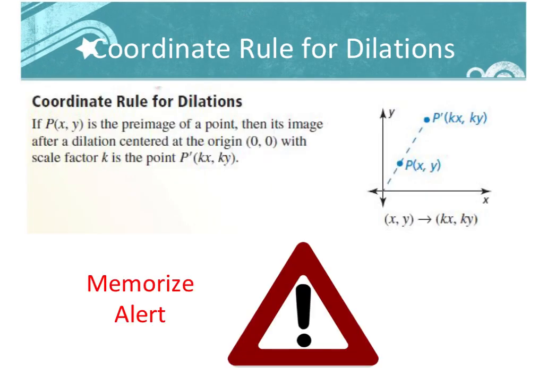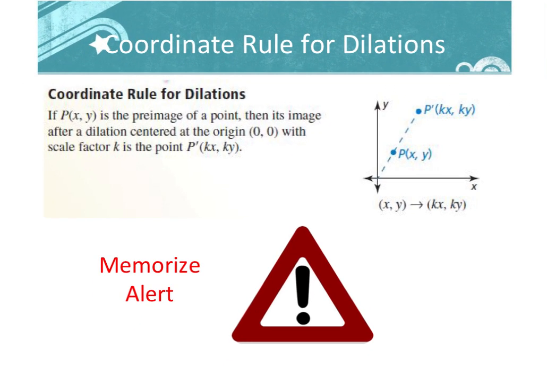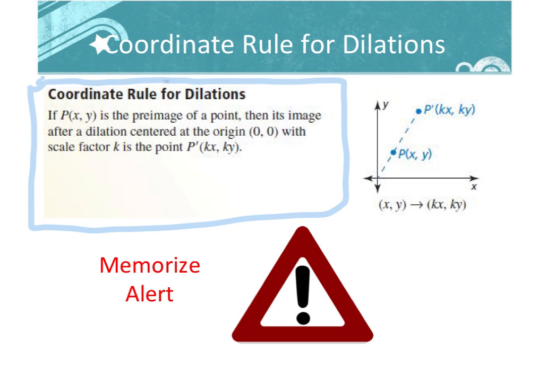Okay, this is a memorize alert, okay? You guys have to memorize this coordinate rule for dilations, okay? You want to highlight it, whatever you want to do, make sure that you remember you got to memorize this. And the coordinate rule for dilations is whatever the scale factor is, so K, you're going to multiply it by both coordinates to get the image. So if our original point was at X, Y, our image point is going to be KX, KY.